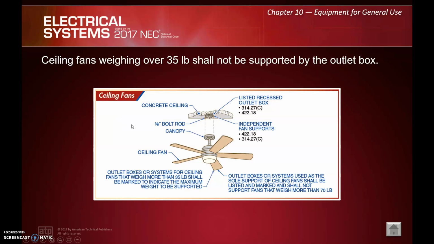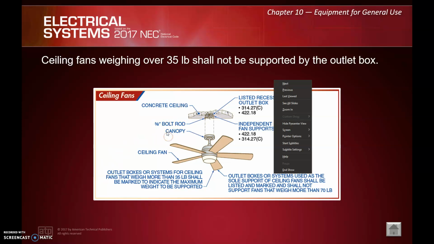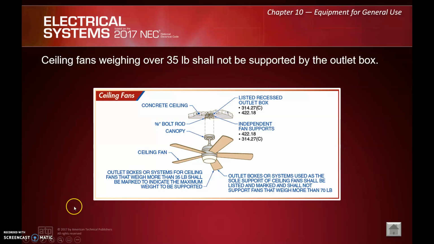Ceiling fans weighing over 35 pounds shall not be supported by the outlet box. We have to support it independently somehow, whether that's from above, some kind of bracing, something. The fan's going to have to be connected directly to the structure in some way. In this case, they have a 3/8 threaded rod. That's a fine way to do it here. And then they even go so far as to mention that outlet boxes or systems used as the sole support of ceiling fans shall be listed and marked, and shall not support fans that weigh more than 70 pounds. Right. So if you get a fan over 70 pounds, you're definitely supporting that thing independently. That's a monster fan for sure.